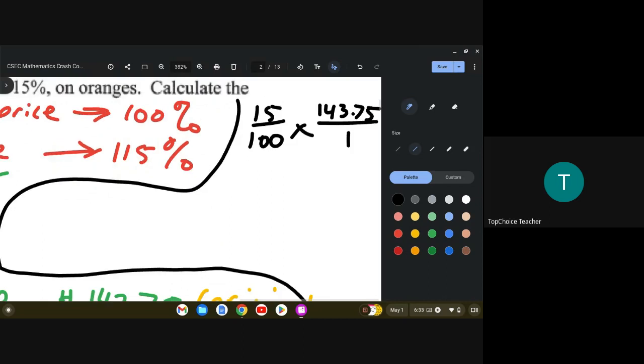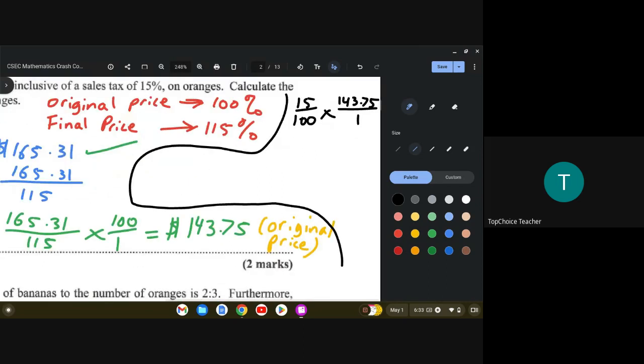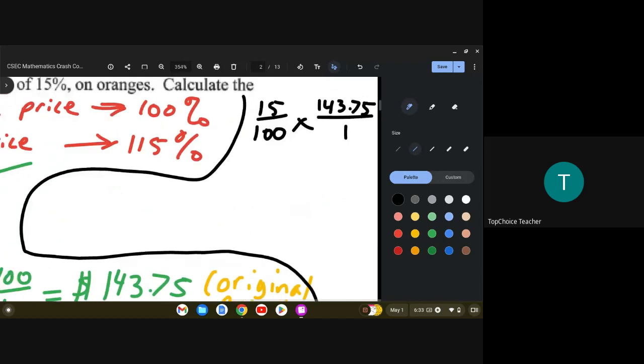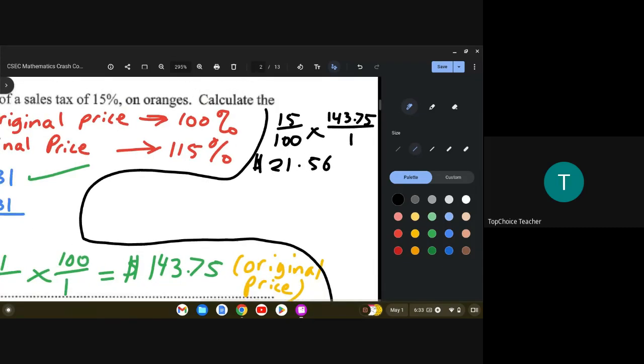Now, this, what I put in black, you don't need to do this in the exam. This is just me showing you that we could check over this answer. This value, what does this work out to be? $21 and 56 cents. Right? This is the tax. This is the actual tax she paid.